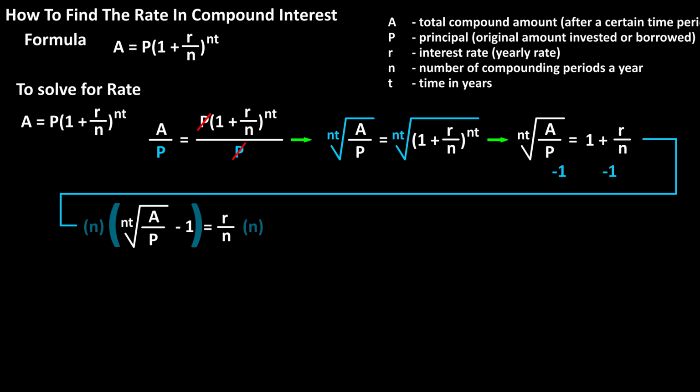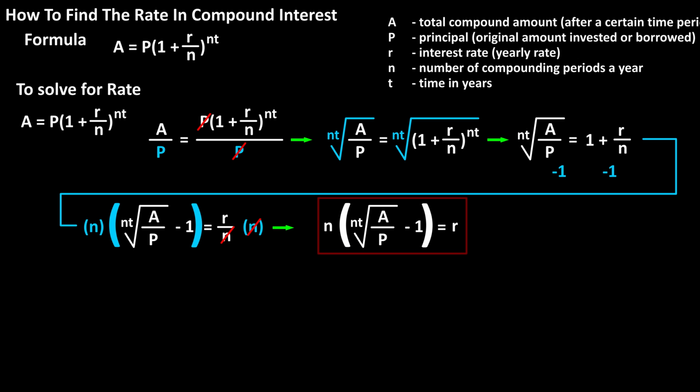Next, we multiply both sides by N. And this gives us the formula N times the quantity, the N times T root of A divided by P minus 1 equals R. And we have our formula to solve for the yearly interest rate.